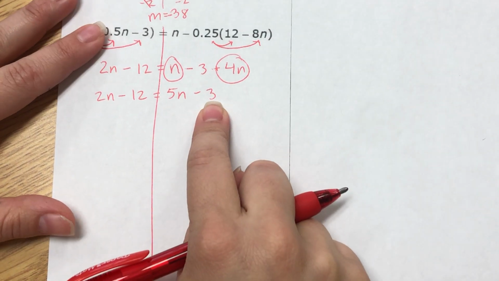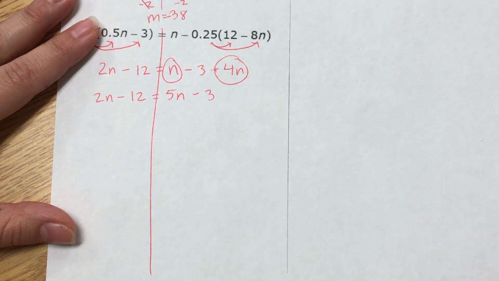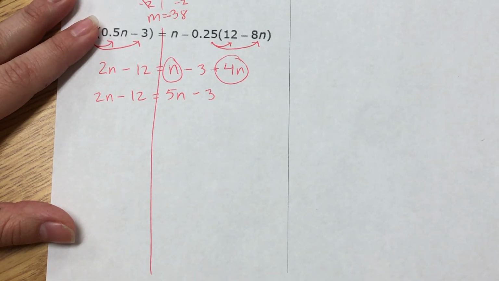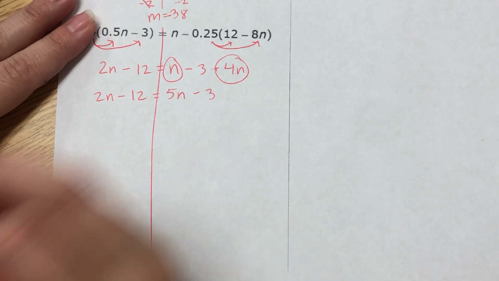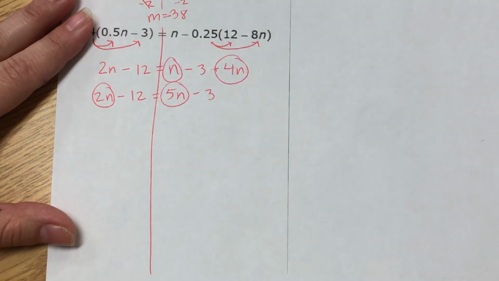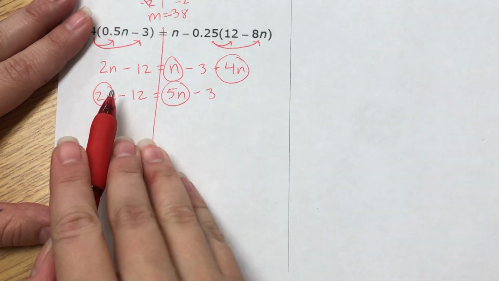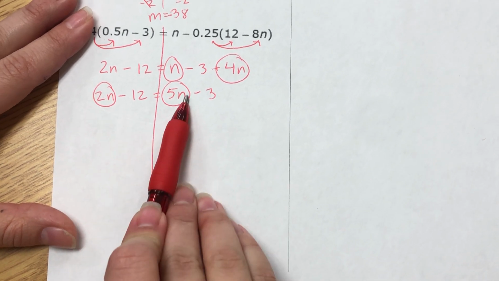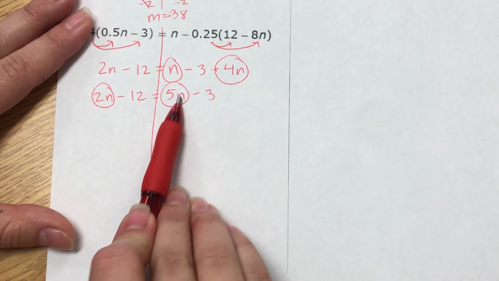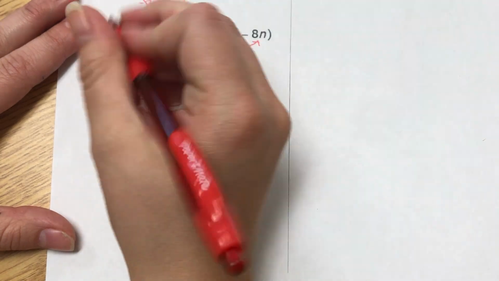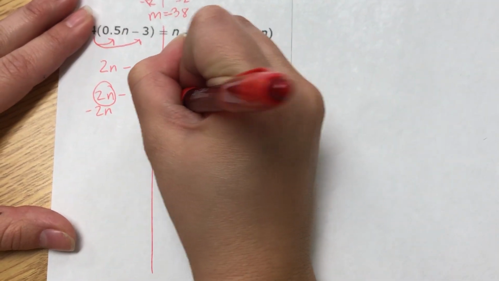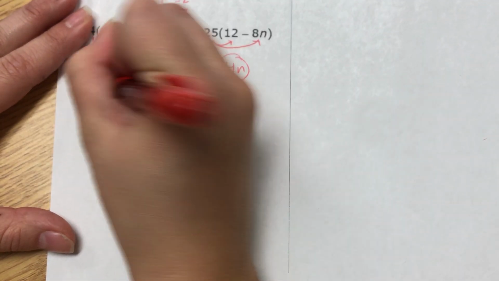And then I rewrite the minus 3. I'm done with like terms on the same side of the equal sign, so I move to like terms on the opposite side of the equal sign. Let's start with the variables. I could either subtract 2n from both sides and move it over here, or subtract 5n from both sides and move it over here. Either one works, but I choose subtracting 2n.